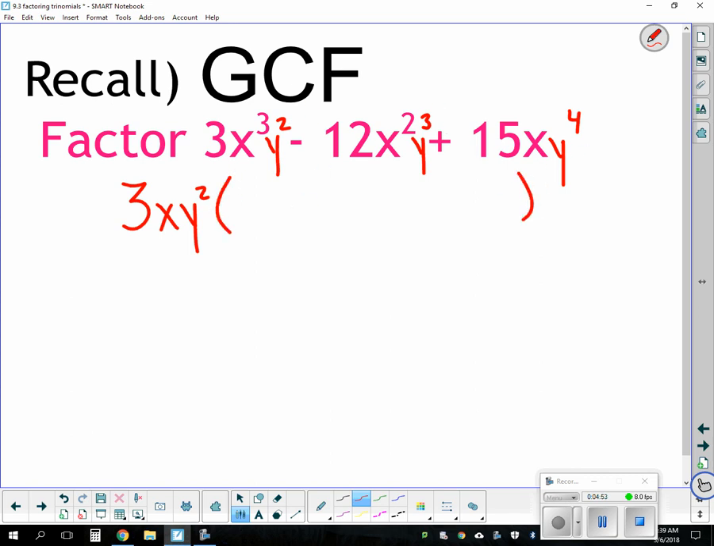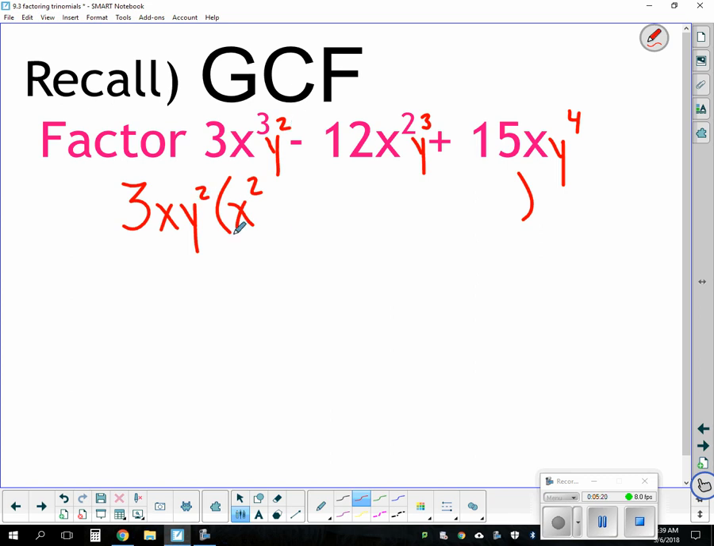And then you have to write what's left over after you take that out. That's what the factoring is. You're factoring it out. You're taking it out. So what you're really doing is division. So 3x to the third y squared divided by 3xy squared. Well, 3 divided by 3 is 1. It cancels. X to the third divided by x to the first, you really have to subtract the exponents.